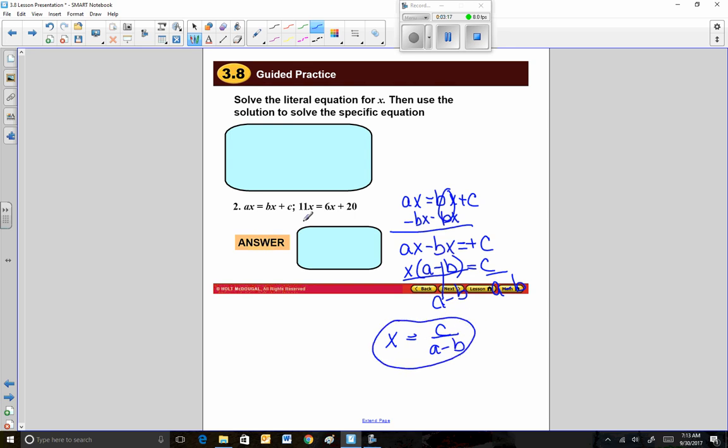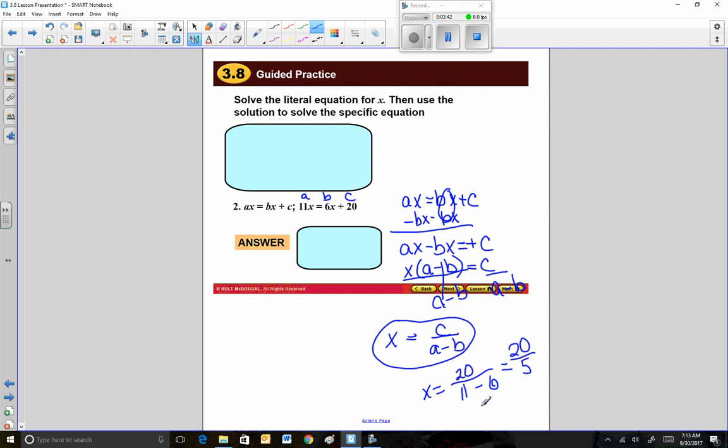Now, let's take a look at the numbers. This is supposed to be our A, this is supposed to be our B, and this is supposed to be our C. So let's substitute them in. I take C as 20, and A was supposed to be 11, and minus my B value, which happens to be a 6. So now we can solve 20 divided by 5.